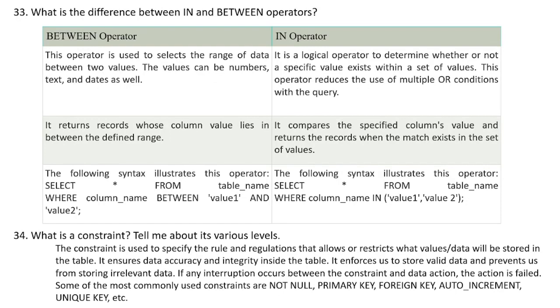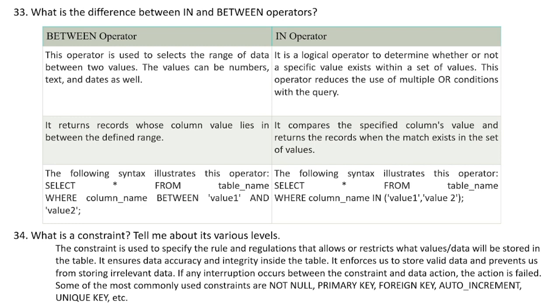Question 33. What is the difference between in and between operators? Answer. First point. Between operator is used to select the range of data between two values. The values can be numbers, text, and dates as well. And in is a logical operator to determine whether or not a specific value exists within a set of values. This operator reduces the use of multiple or conditions with the query.